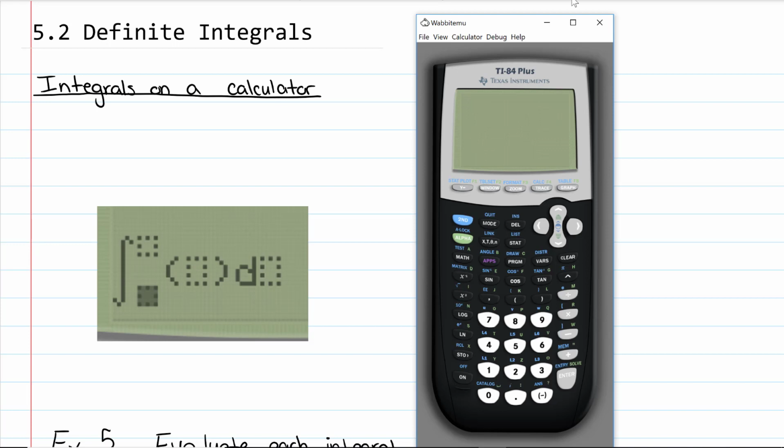In future chapters we'll talk about indefinite integrals, which don't necessarily have an answer, but the answer is going to be in the form of a function that we use to solve other things.